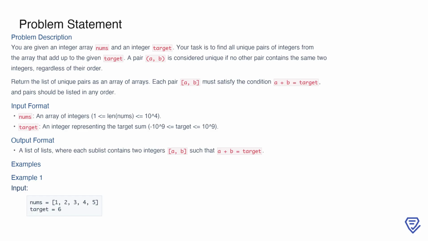The nums array can contain up to 10,000 elements, and both the integers in the array and the target value can range from -1 billion to +1 billion. This means the solution must handle potentially large inputs efficiently.